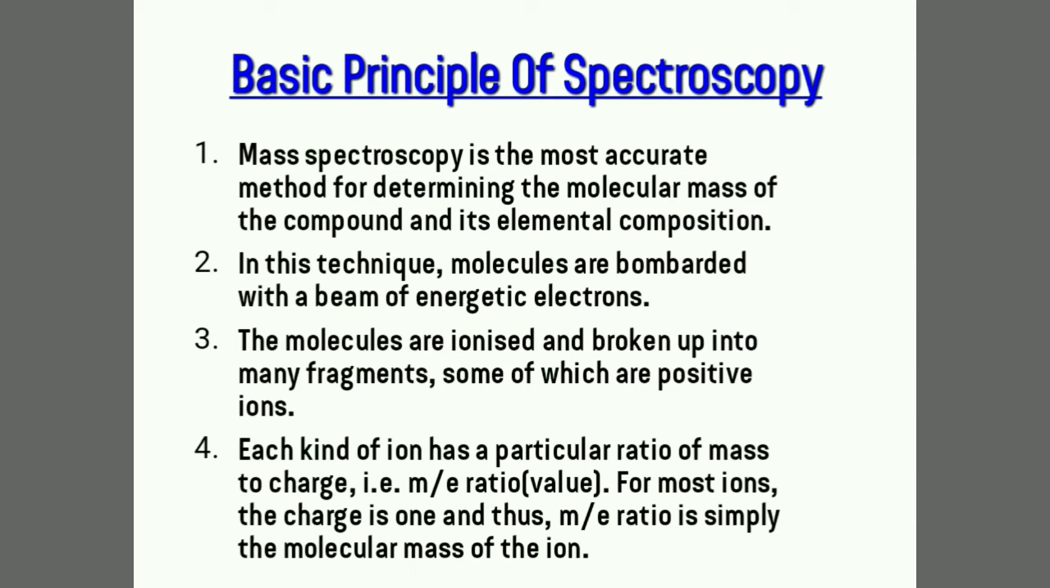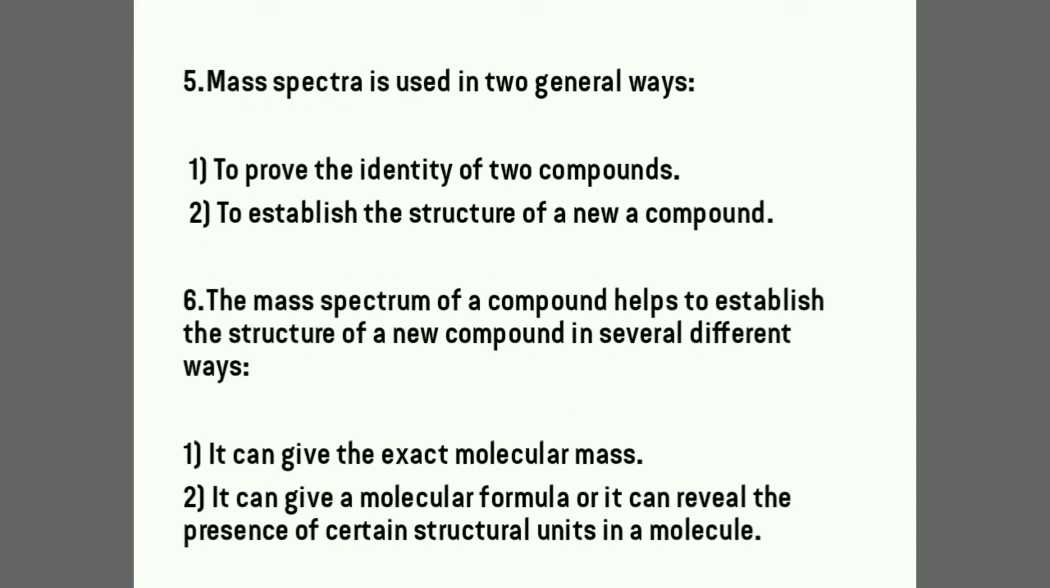Next one is the basic principle of mass spectroscopy. Mass spectroscopy is the most accurate method for determining the molecular mass of a compound and its elemental composition. In this technique, molecules are bombarded with a beam of energetic electrons. The molecules are ionized and broken up into many fragments, some of which are positive ions. Each kind of ion has a particular ratio of mass to charge, that is the mass to charge ratio. For most ions, the charge is 1, and thus the mass to charge ratio is simply the molecular mass of the ion.